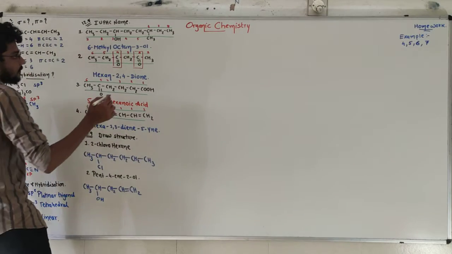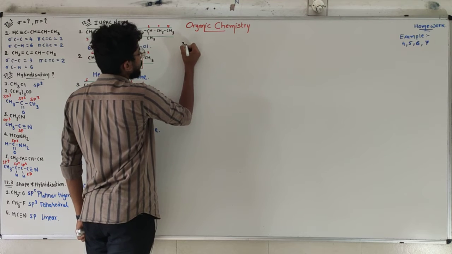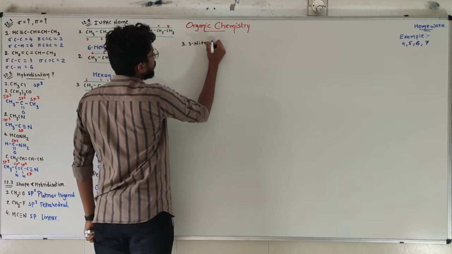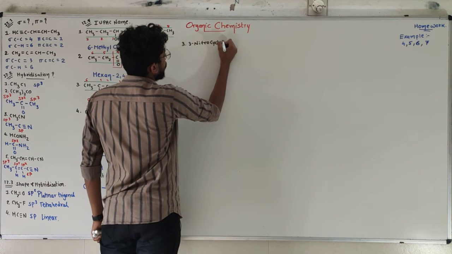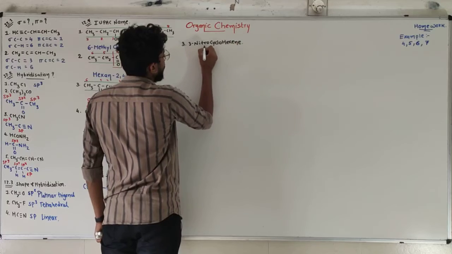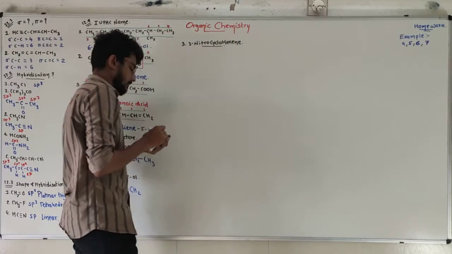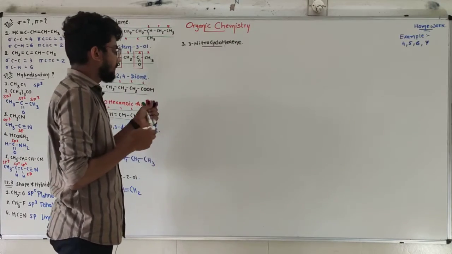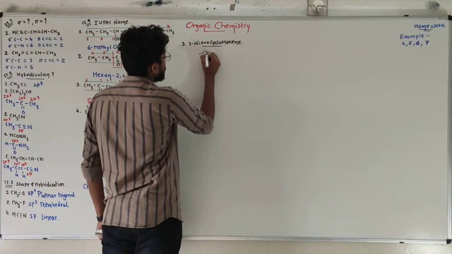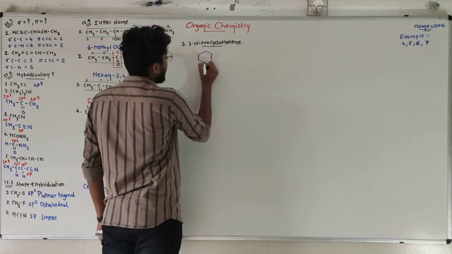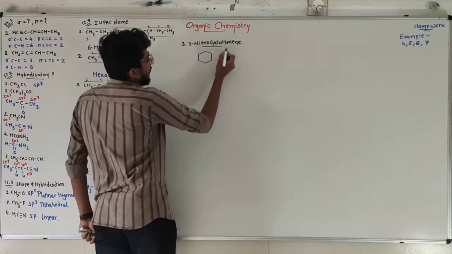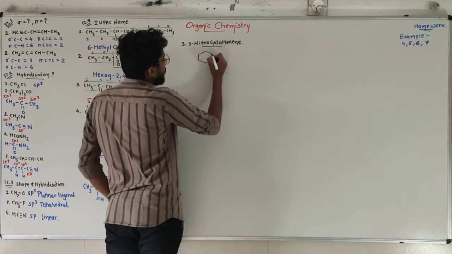After that, our next compound is 3-nitrocyclohexene. So the third compound, 3-nitrocyclohexene. Cyclohexene in the sense six carbons in cyclic form. That means a hexagonal cyclic hexane.